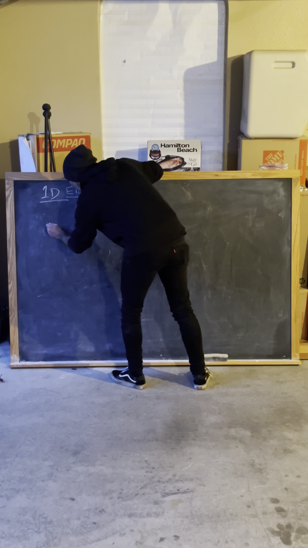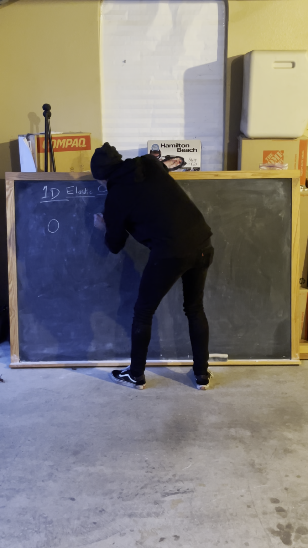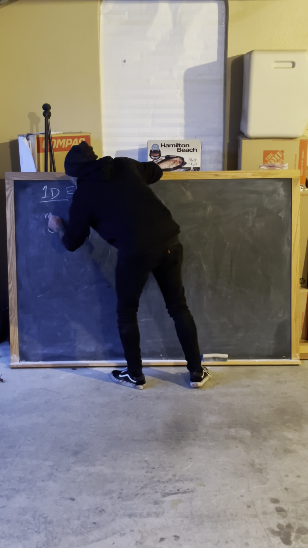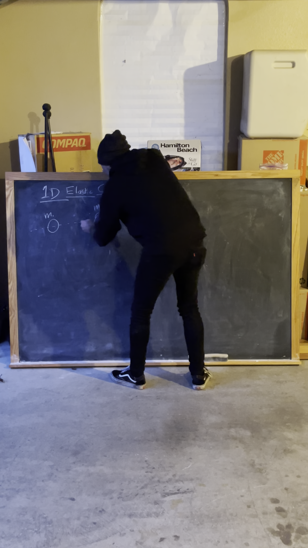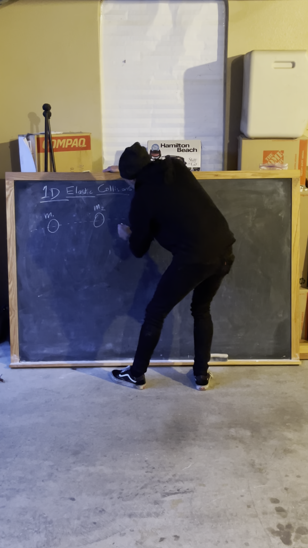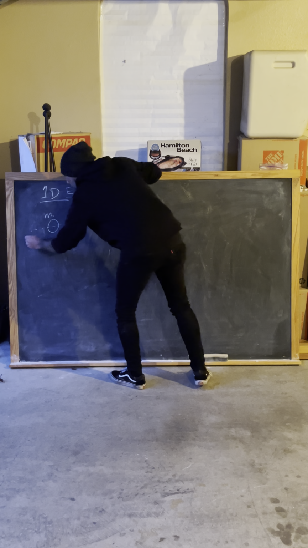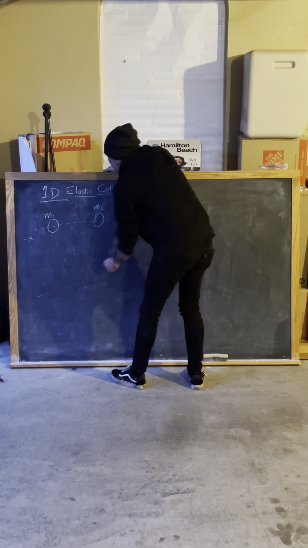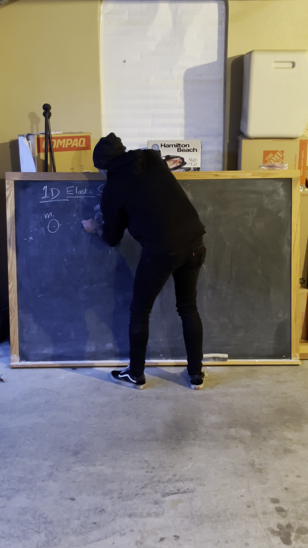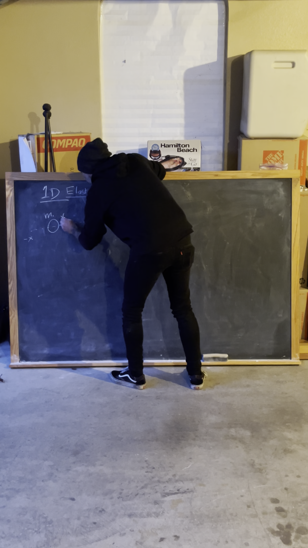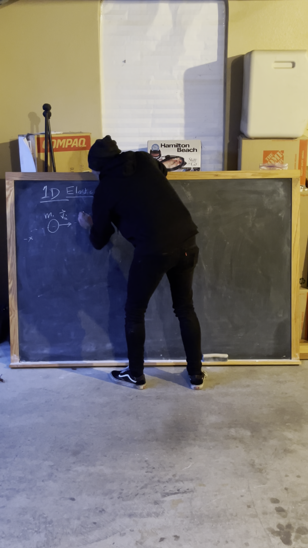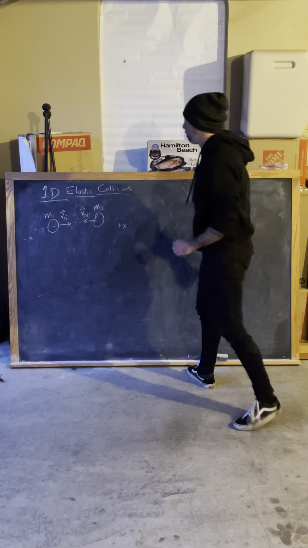Okay, so what we have are two masses, M1 and M2. This is the positive x direction, this is the minus x direction, and they're both moving with some initial velocity. So v1i vector, v2i vector.